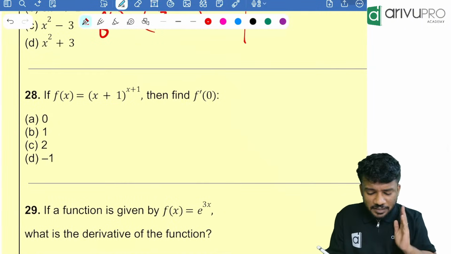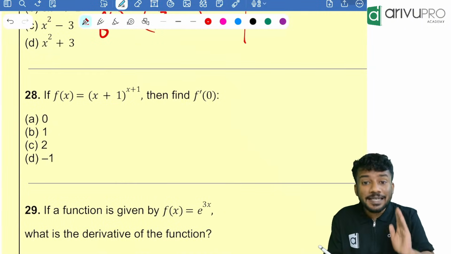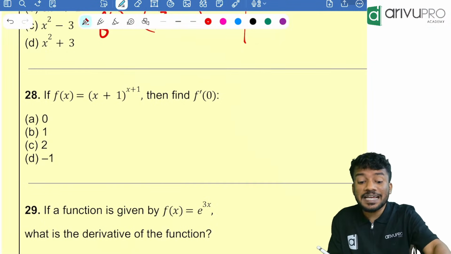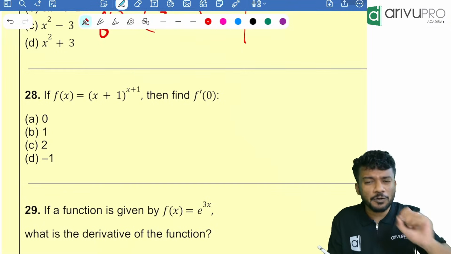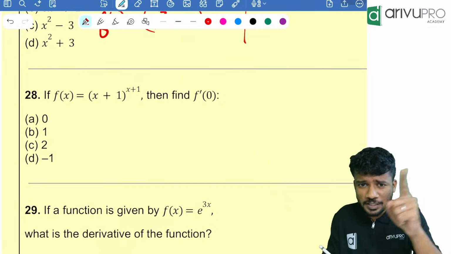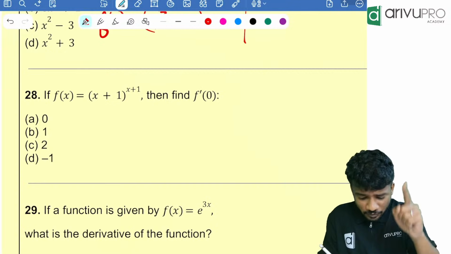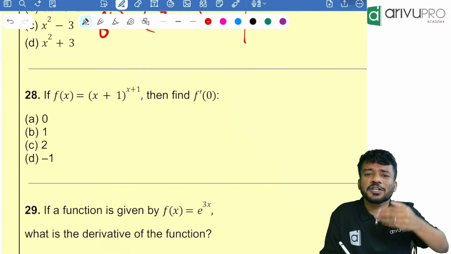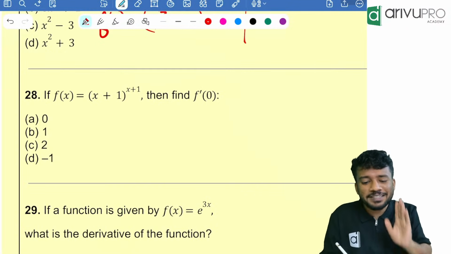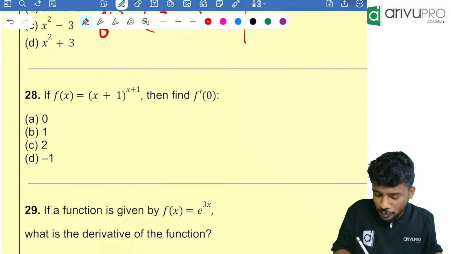f of x is equal to (x plus 1) raised to x plus 1. Find the value of f dash of 0. One person asked me for a shortcut for logarithmic related functions. If you solve it normally, you need to take log on both sides. People, there is a shortcut. I'll tell you how to use it.